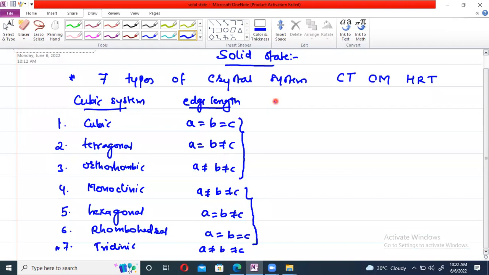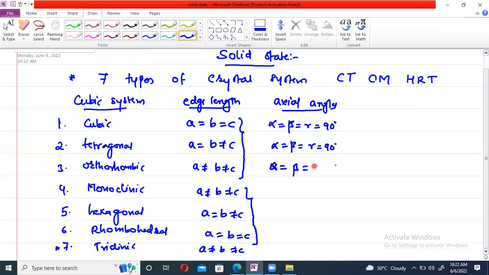Then after that, the axial angles. The angle between two edges is called the axial angle. What is that? Alpha equal to beta equal to gamma equal to 90. The first 3 are as it is: alpha equal to beta equal to gamma equal to 90. The last one is alpha not equal to beta, not equal to gamma, not equal to 90. The remaining 3 we have to remember by heart.